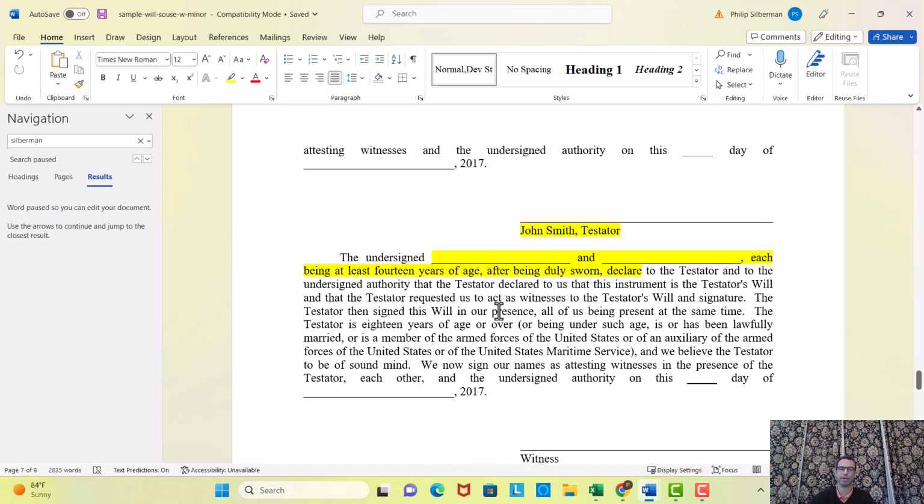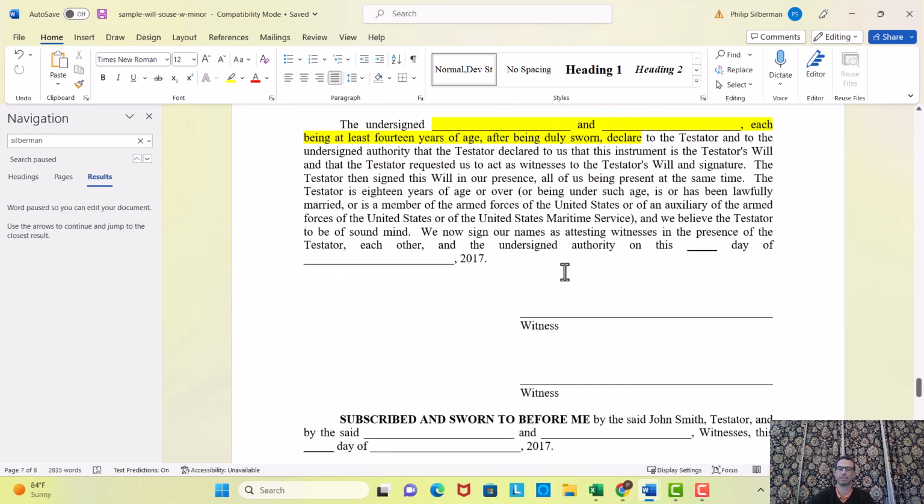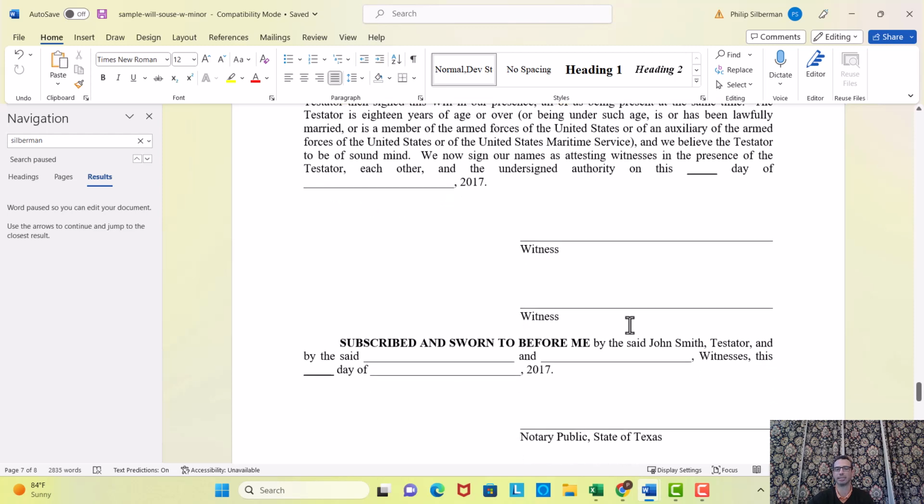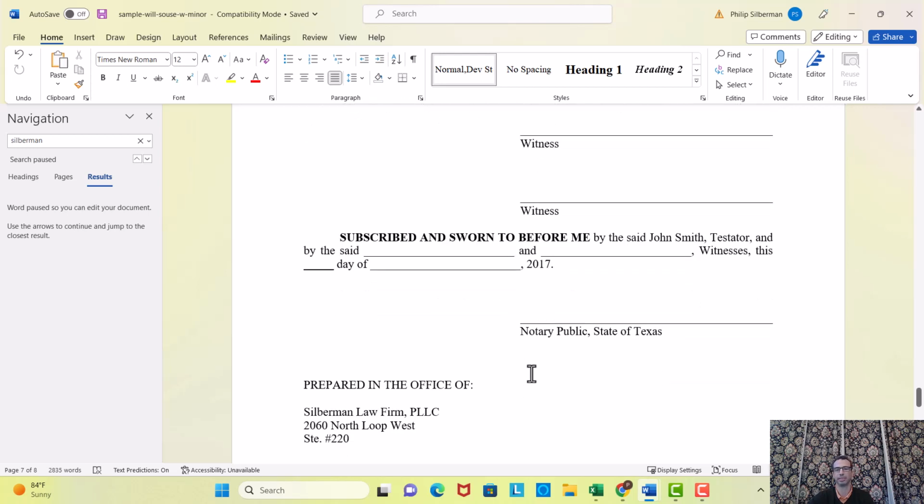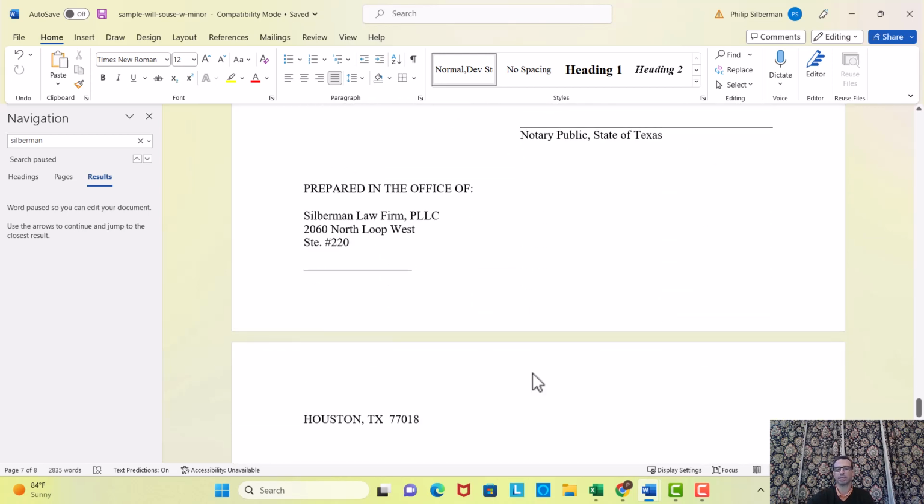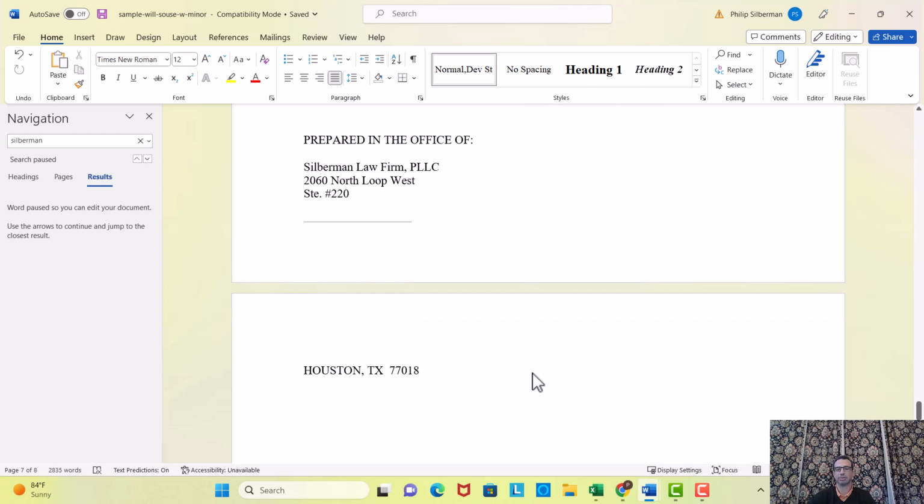And you've got a basic recitation to make the will self-proven, which is very, very important for avoiding some unnecessary expense. So your testator signs here, your two witnesses sign there, and then you have it acknowledged in front of a notary. And that brings us to the end, and that goes over the basics. We've just finished the basics of any good Texas will.